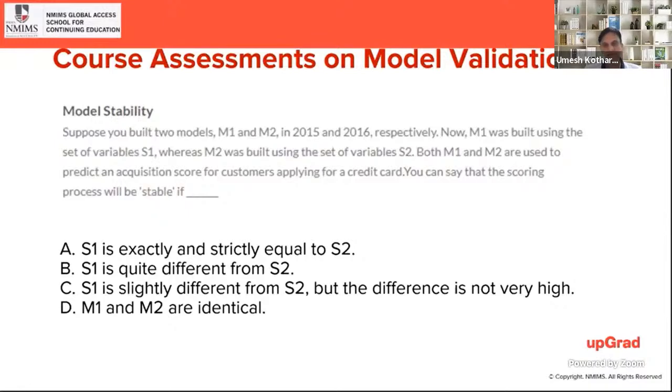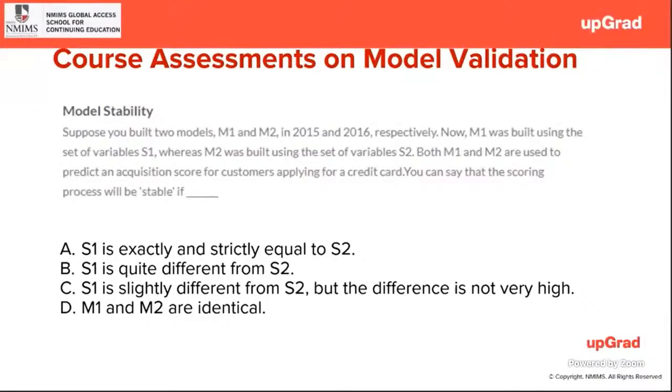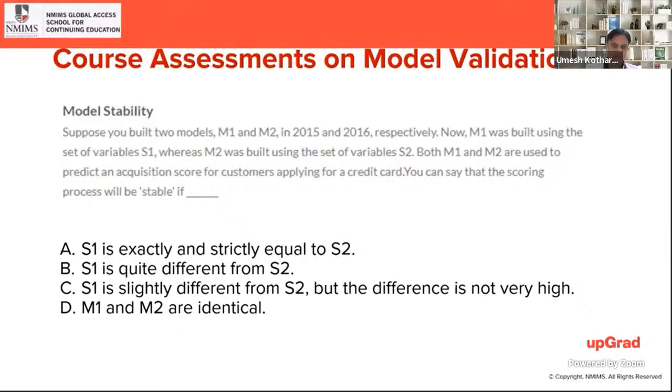Is it A, B, C, or D? C. C, okay. D, C. So, Vikas, why is it D?